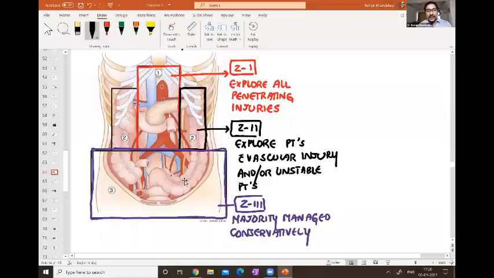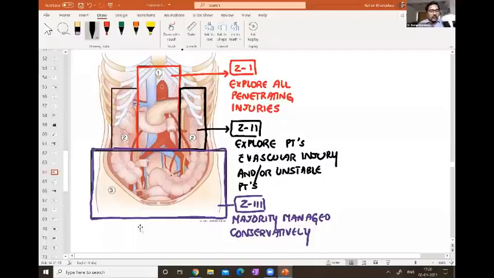Zone 2 includes the kidney and the ureter and the renal vessels. You should explore patients who have a vascular injury or those who are unstable. Zone 3 is the most commonly injured zone, the pelvic area. Majority patients can be managed conservatively here. You should know these zones. This was asked in the last FMG exam.